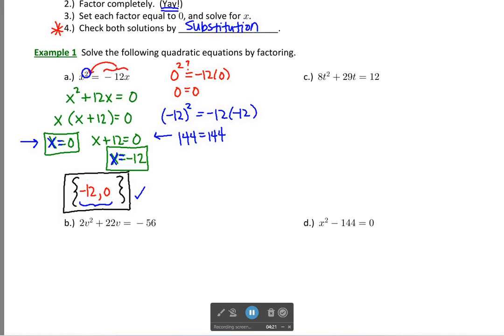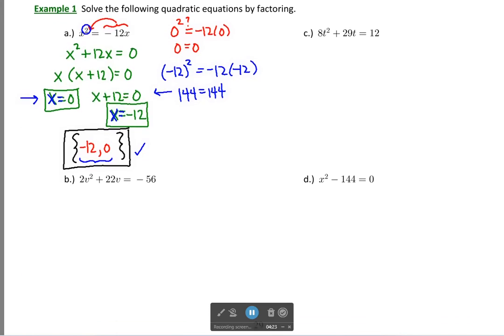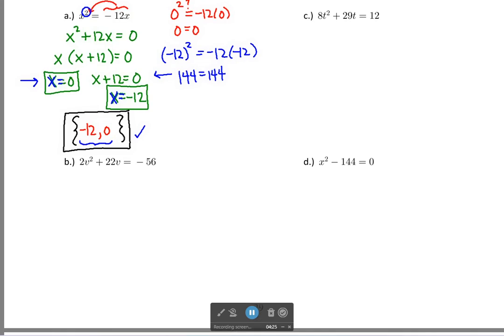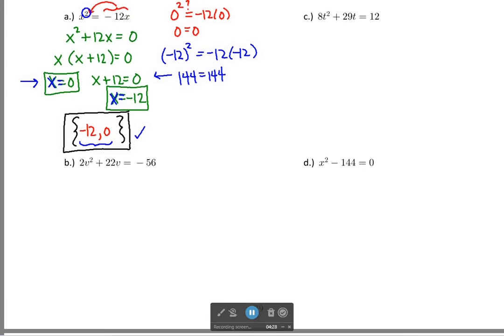Okay, we factored that one by taking out the greatest common factor, but all of the factoring techniques that we've learned are going to be useful to us. Let's solve 2v squared plus 22v equals negative 56. We know this is quadratic because I can see the variable raised to the second power. So my goal is to get it equal to 0. So we need to move this negative 56 to the other side by adding it to both sides. This gives us 2v squared plus 22v plus 56 equals 0.